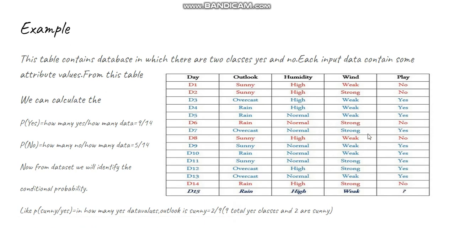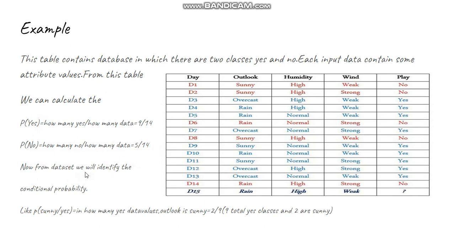We can use the naive Bayes algorithm. Naive Bayes means we are assuming that all inputs are independent. Since all inputs are independent, we can calculate the conditional probability of any value appearing when its class is already decided. We can define those values easily. This table contains a database with two classes, yes or no. Each input contains some attribute values. For this table, we can calculate P(yes), meaning how many yes divided by how many data values. It will be 9 by 14. P(no) means how many no; these are the two classes. So it is 5 by 14.